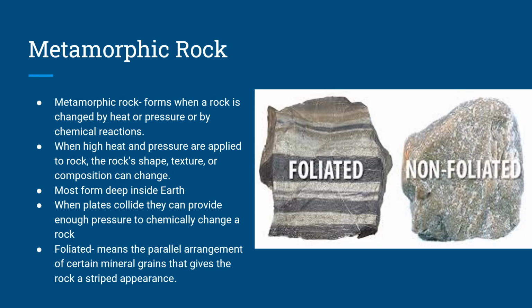Metamorphic rock. So metamorphic rock forms when a rock is changed by heat or pressure or by chemical reactions. When high heat and pressure are applied to rock, the rock's shape, texture, or composition can change. Most of these form deep inside Earth. When plates collide, they can provide enough pressure to chemically change a rock. Foliated means the parallel arrangement of certain mineral grains that gives the rock a striped appearance.